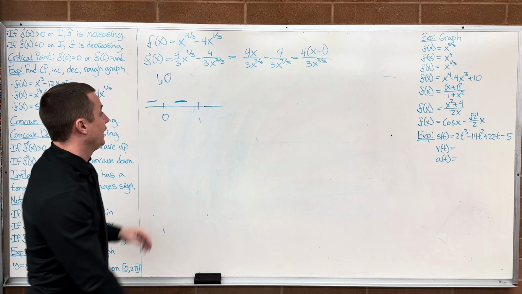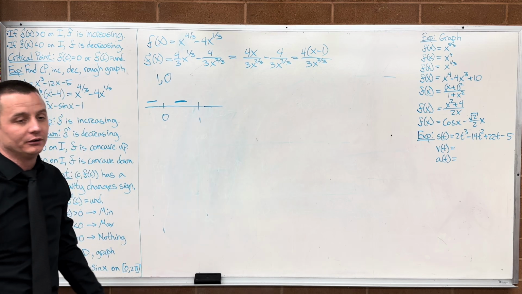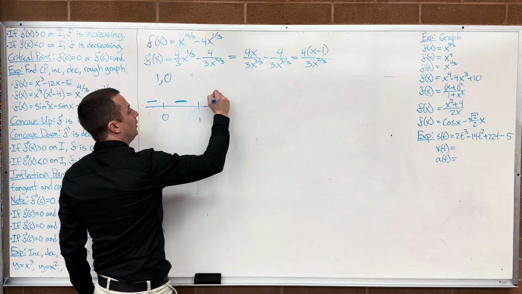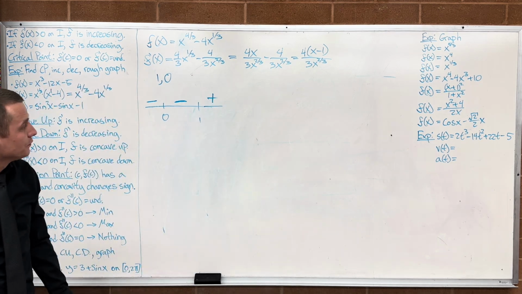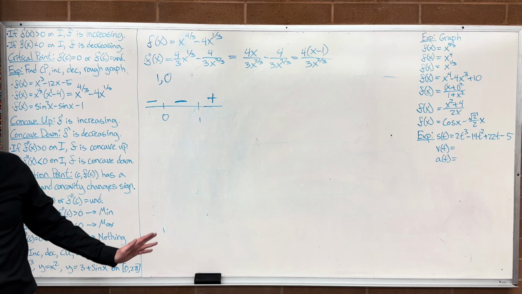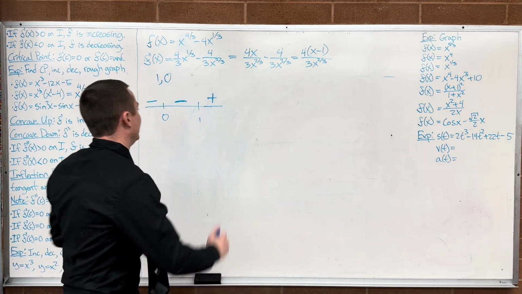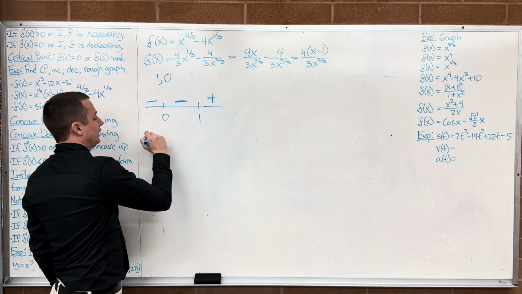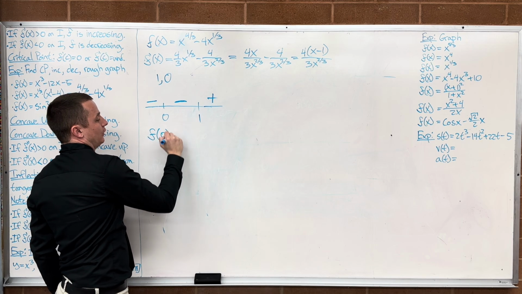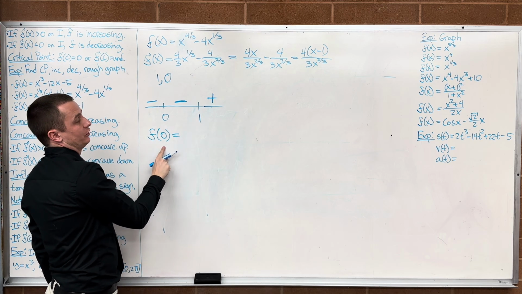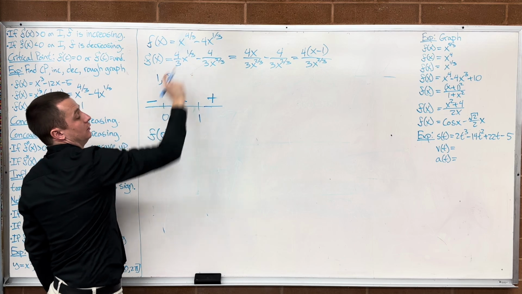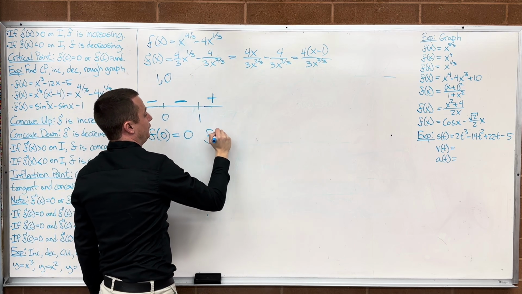And then finally, look to the right of 1, so plug in something like 2, and what do we get? A positive. Okay, so now let's get a rough idea of what this function might look like. So let's look at the height of the function now at each of those points. What is the height of the function at 0? 0. And what is the height of the function at 1?